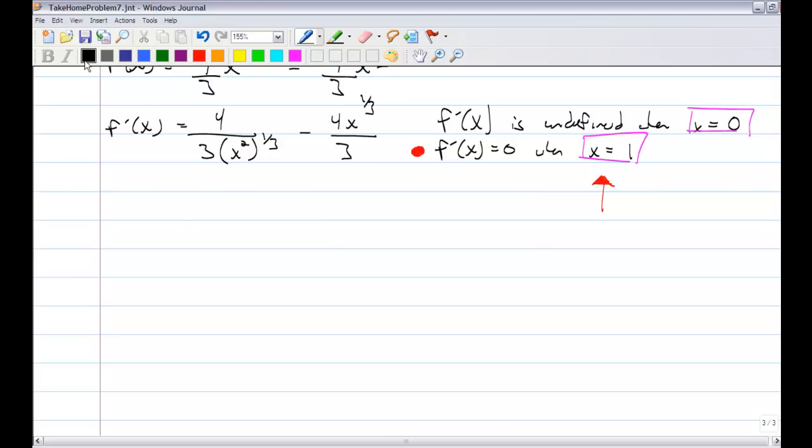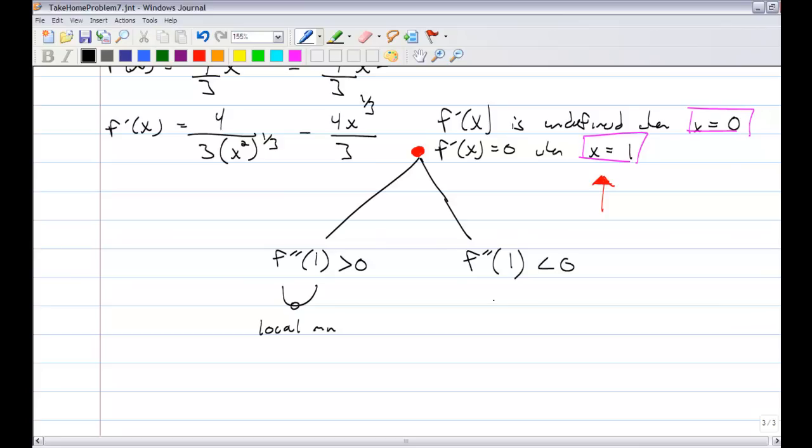So local max or local min? This is going to go one of two ways. You're going to plug 1 into f double prime. If f double prime of 1 is greater than 0, that means you're concave up, and you would have found a local min. If it's less than 0, it's concave down, and you would have found a local max.